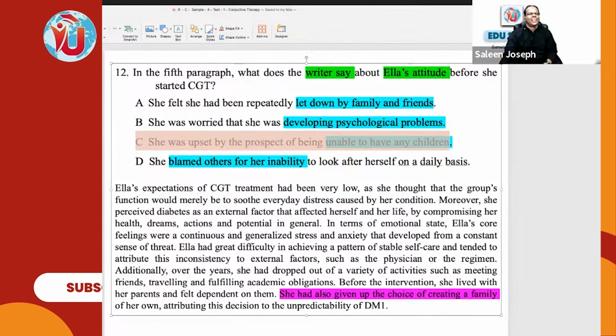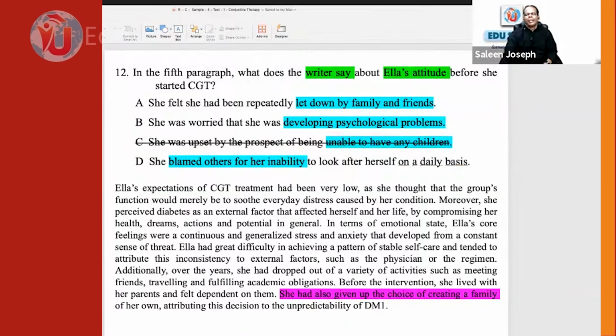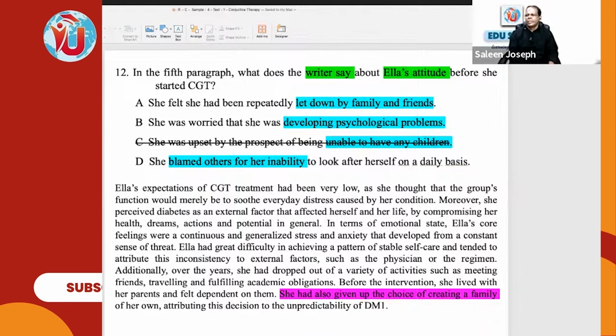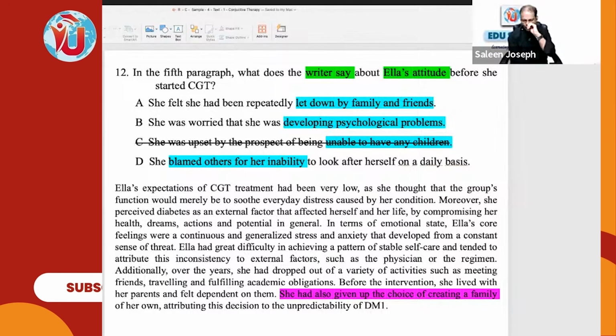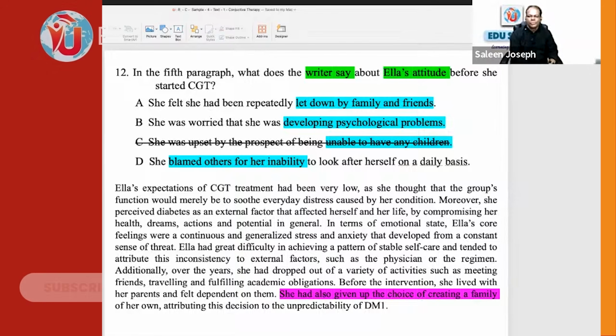Third option, you can simply. She thought I'll not marry because we don't know what will happen because of this diabetes type 1. Anytime any complication can happen. So I'm not going to register in the matrimonial. I'm not going to marry. So she can never be thinking of unable to have any children. Any other option? Do you think what is right?